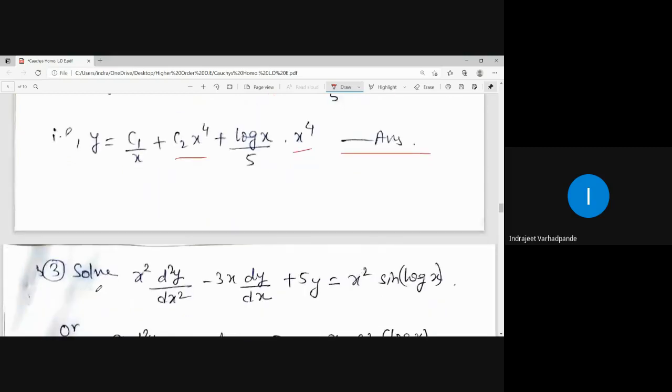Next, solve x square d2y by dx square minus 3x dy by dx plus 5y is equal to x square into sine of log x.